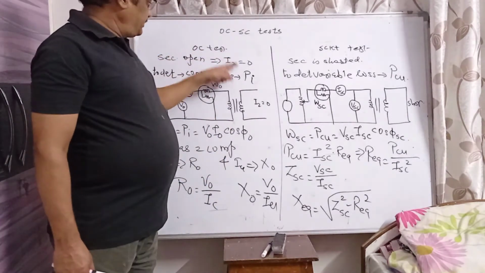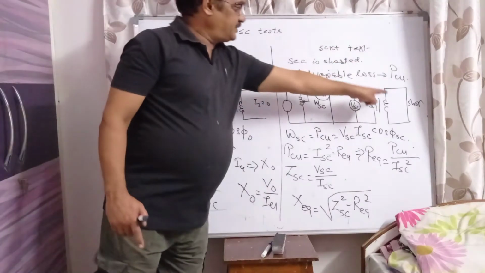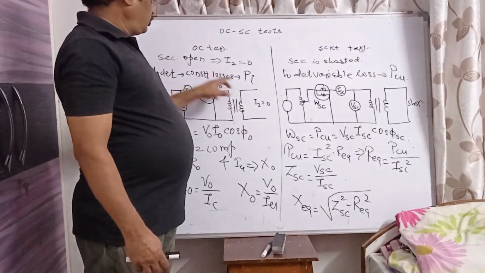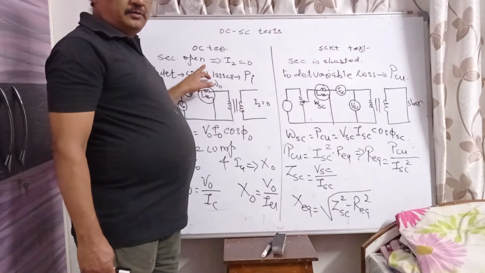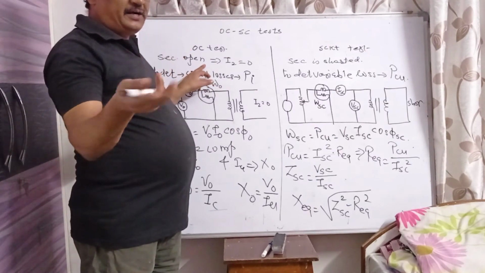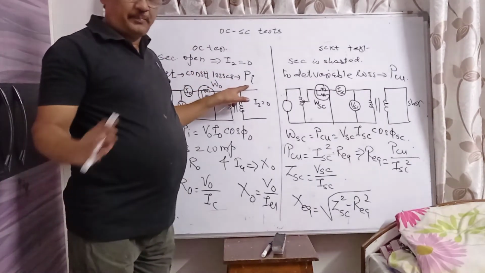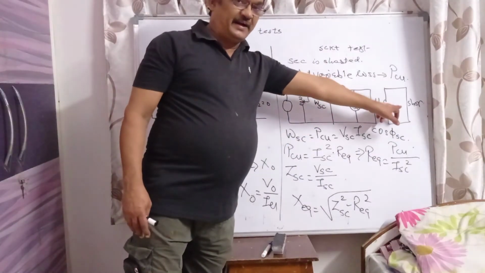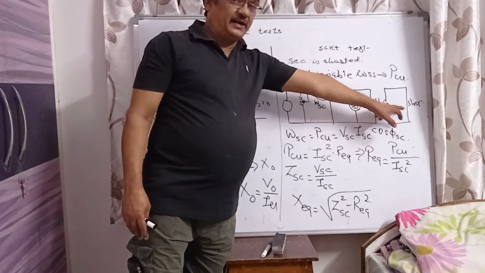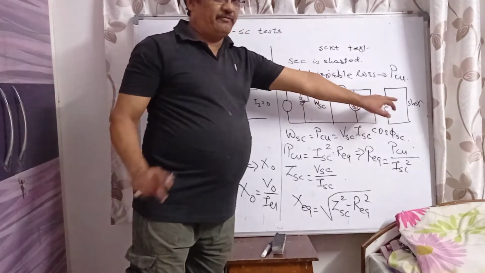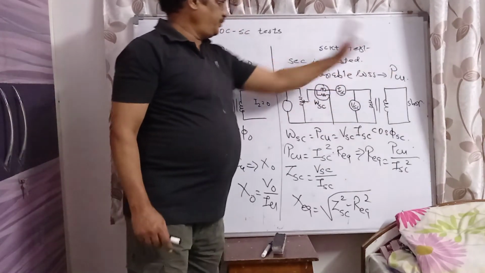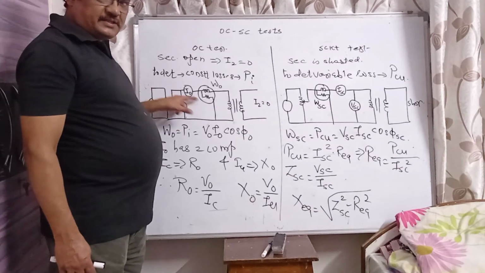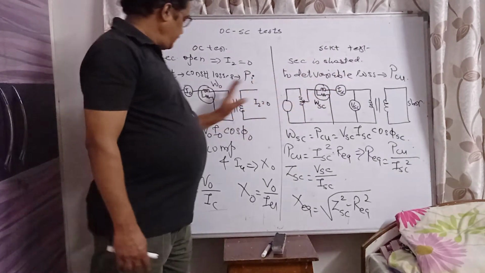Open circuit test, secondary open. Short circuit test, secondary short. Current is 0, so this will measure current independent power. Current independent power is constant power, so PI, that is known as iron loss. And since it is shorted, it will carry current, so it will carry power which is current dependent. Current dependent power is known as variable power, and variable loss is known as copper loss, PC. So the voltmeter in parallel, ammeter in series, and wattmeter are connected in the primary.